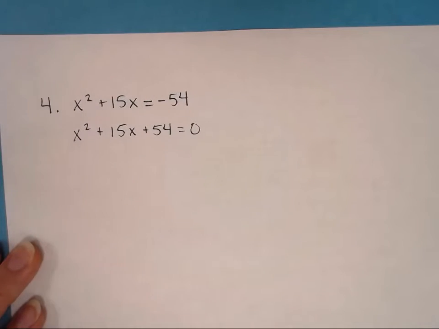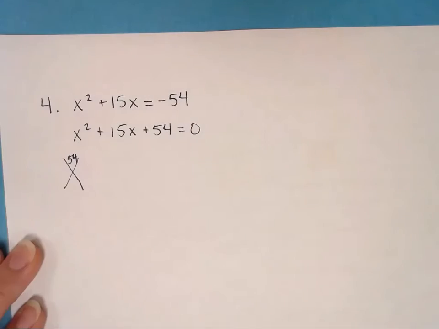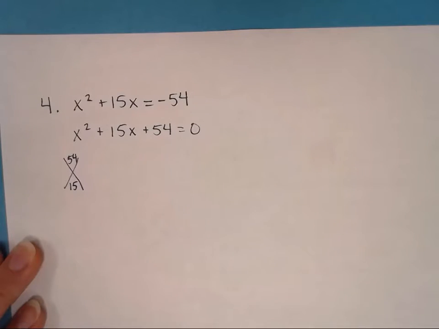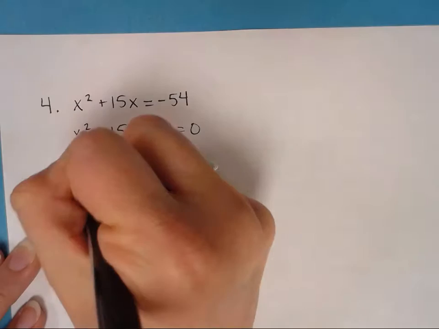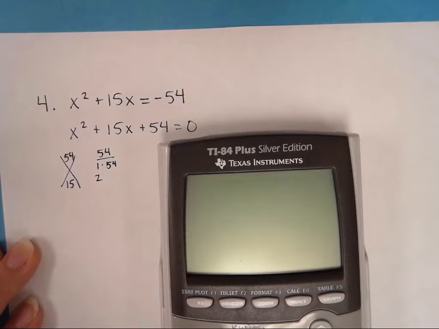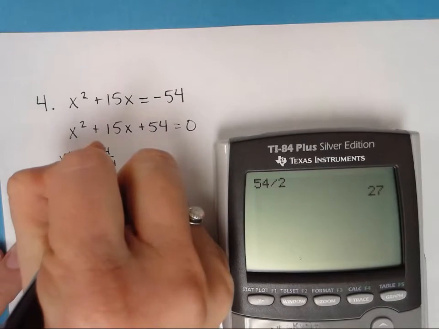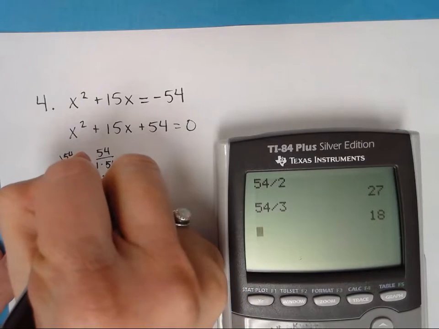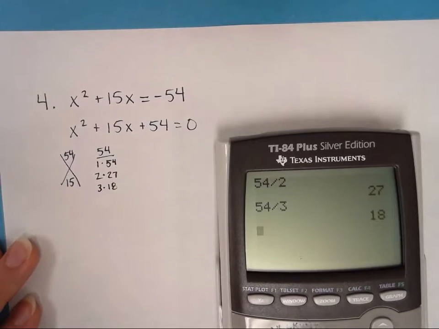Now let's factor. A times C is 54, so we're going to be looking for the factors of 54 that add to give you 15. You can use your factoring sheet or just list the factors of 54 until you find what works. 1 times 54 would not work. 2 times 27 will not work. 3 times 18, it will not work because remember we're trying to add to get 15.